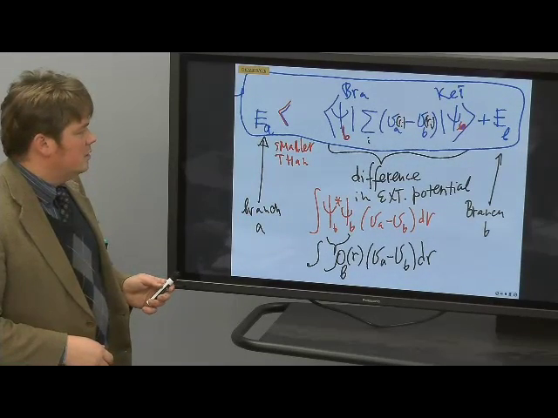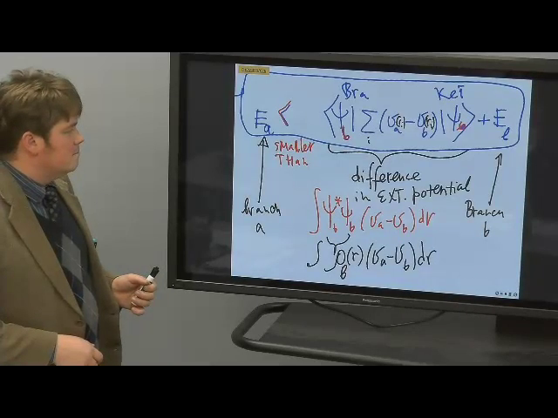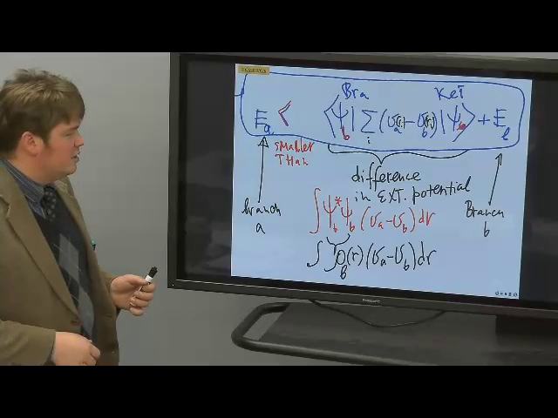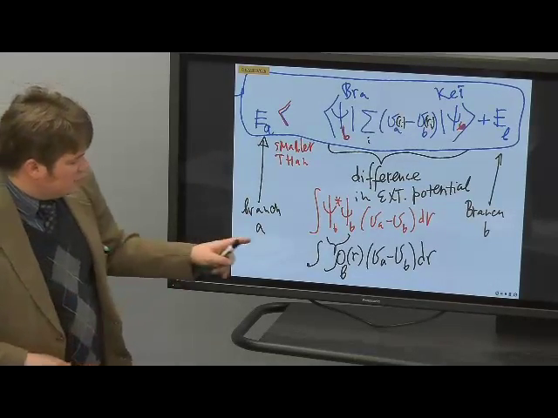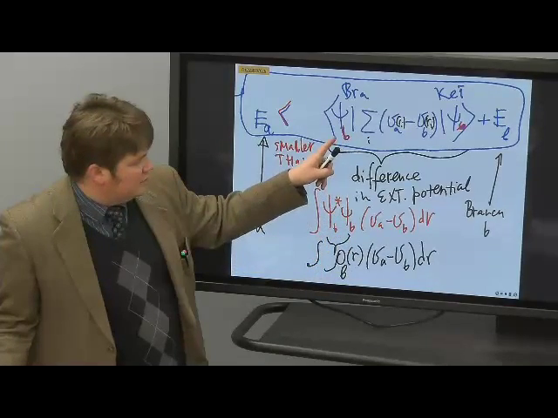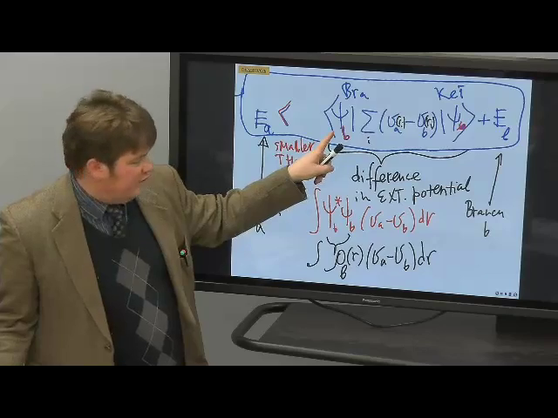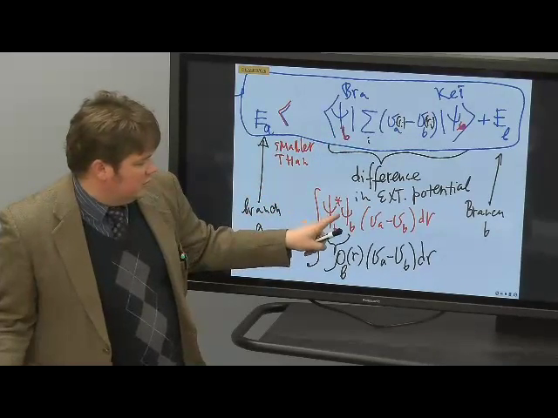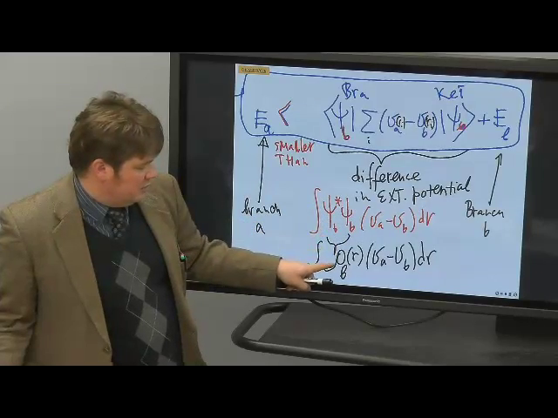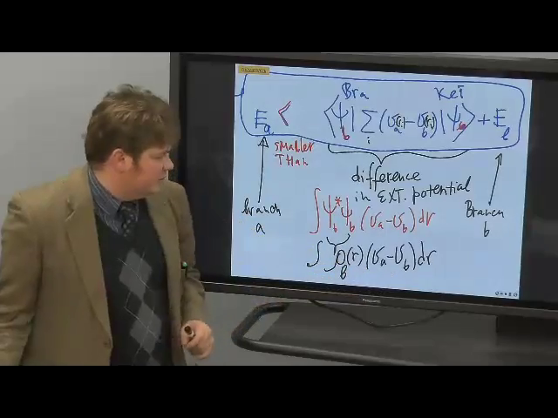Now we formulate the variational theorem for branch A in terms of density. So we replace Dirac notation for the wave function with density. So the total density for branch B is multiplied by the difference of potential.